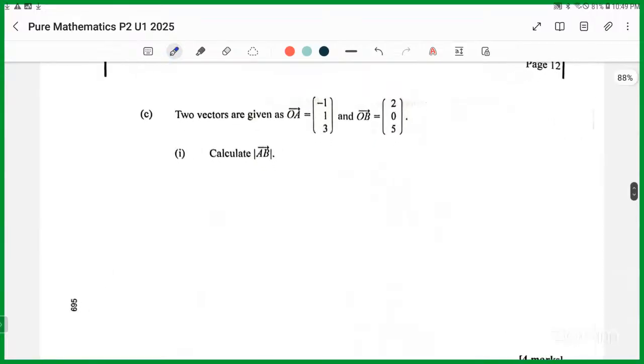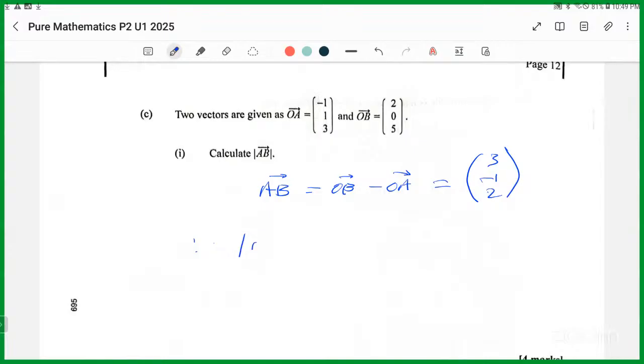Vectors. This one says 2 vectors are OA and OB. I'm going to start with the modulus of AB, so I'll find the vector AB first. The vector AB is OB minus OA, the last one minus the first one. So it's 2 minus negative 1 gives me 3, 0 minus 1 is negative 1, and 5 minus 3 is 2.